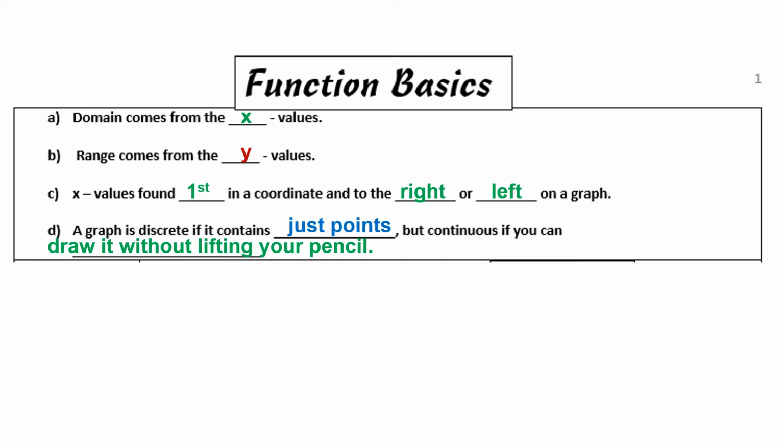So the x values are found first in a coordinate. So basically, remember from Algebra 1, we had x, comma, y. So the x value is what's found first.